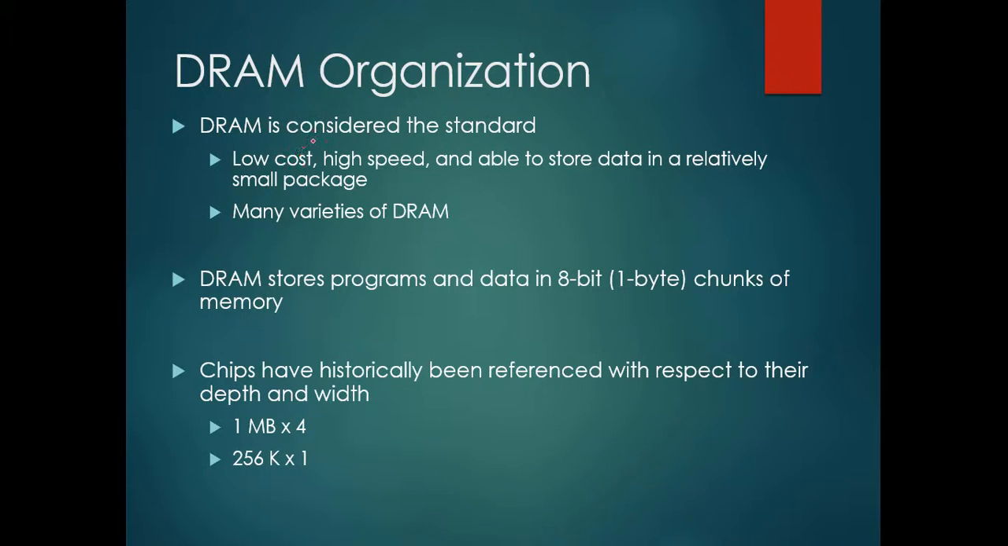DRAM is considered the standard now, and it has low cost, high speed, and is able to store data in a relatively small package. There are many varieties of DRAM, and DRAM stores programs and data in the form of bits, in 8 bits, that is 1 byte. So DRAM has 1 byte chunks of memory. We have referenced this in various forms, this depth and width. So 1 MB into 4, 256K into 1. There are various ways in which we refer to the depth and width. So depth and width are in the form of memory terminology.